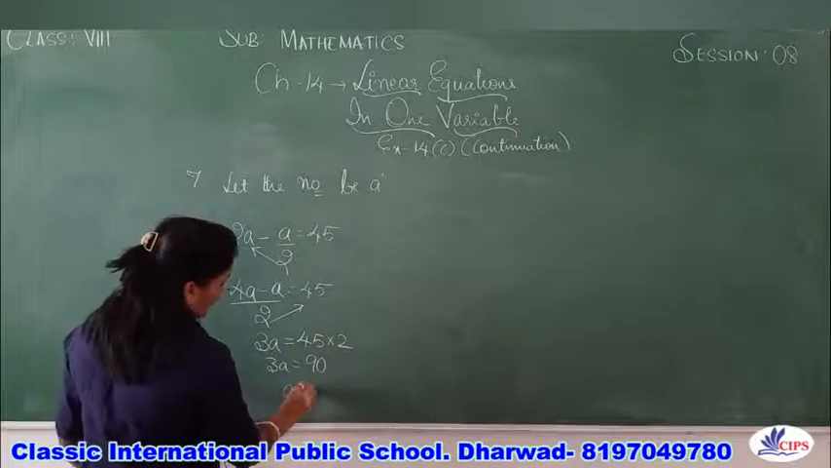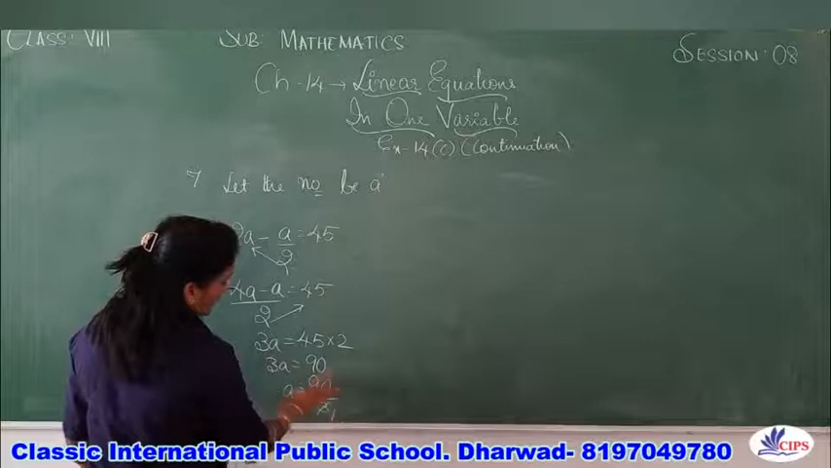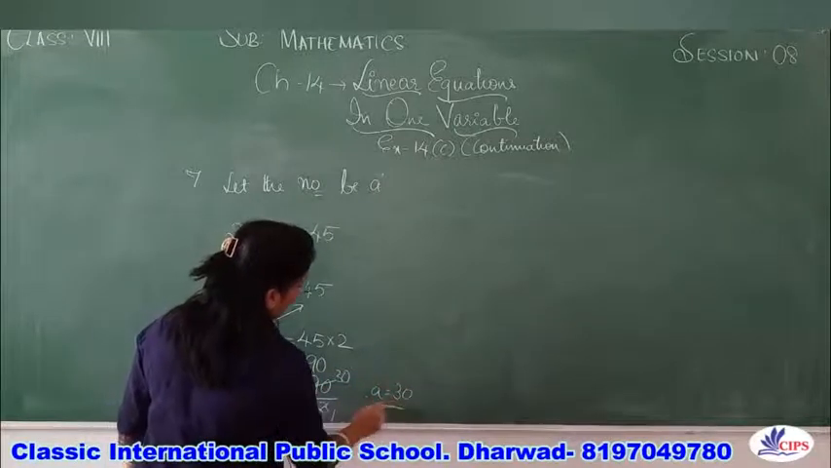So what will be the value of A? A is equal to 90 divided by 3. So 3 ones are 3, 30s are 90. Therefore A value is 30.